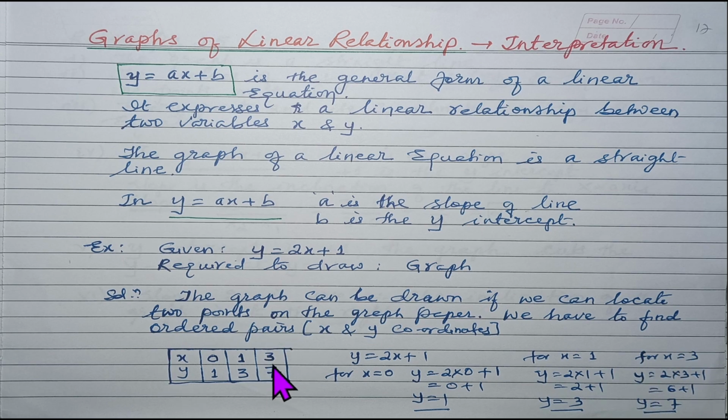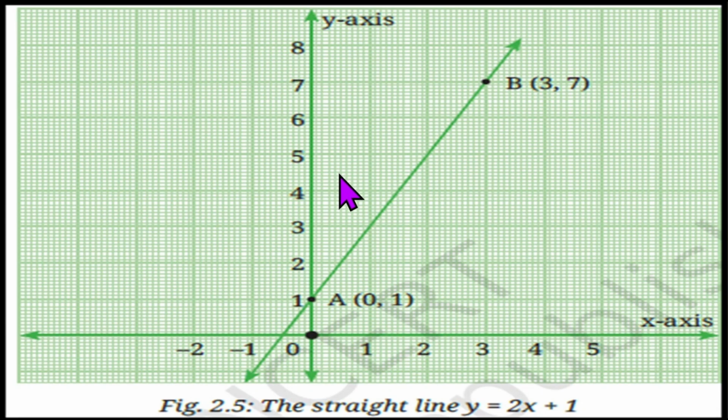So we have got the ordered pairs. With the help of these ordered pairs, or these coordinates, the x coordinate and the y coordinate, we can draw a graph. And this is the graph which is already given in your book. And what is this graph? This is a graph of the equation y is equal to 2x plus 1, and the graph is a straight line.